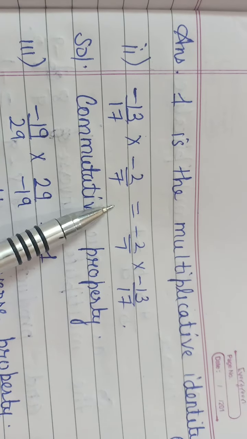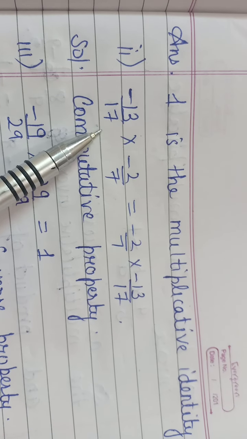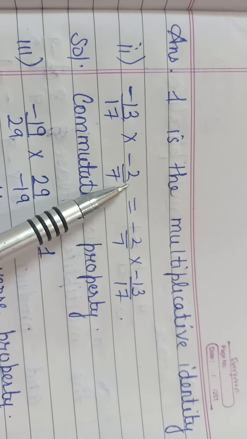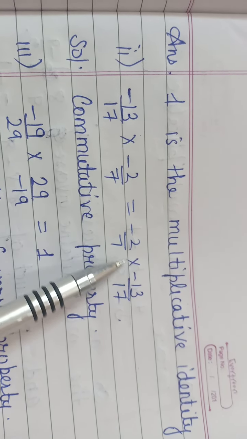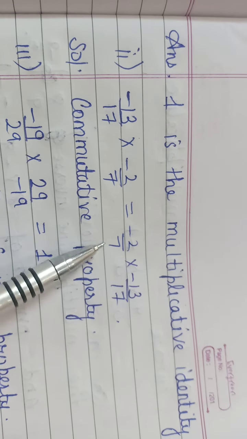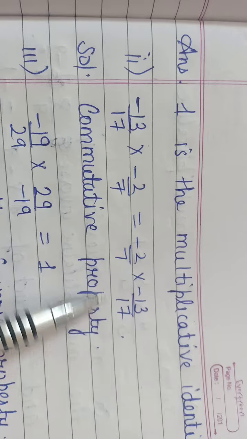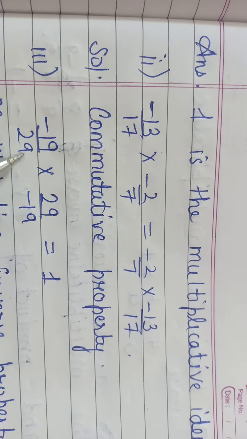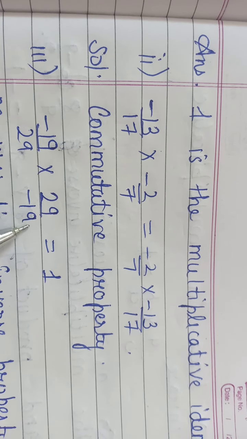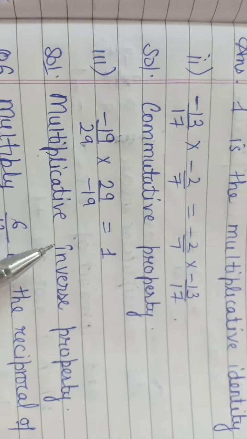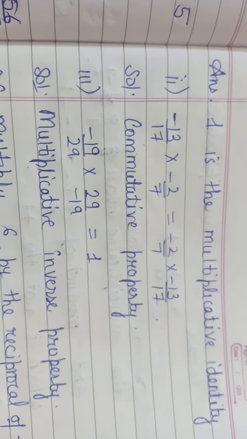In the second part, you can see that minus 13 by 17 into minus 2 by 7 is equal to minus 2 by 7 into minus 13 by 17. So here the terms are swapping. So the answer is the commutative property. Next is minus 19 over 29 into 29 over minus 19 is equal to 1. So the answer is 1. So this is the multiplicative inverse property.